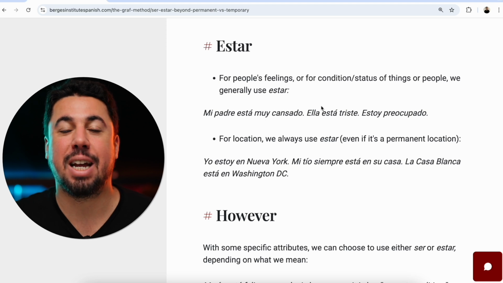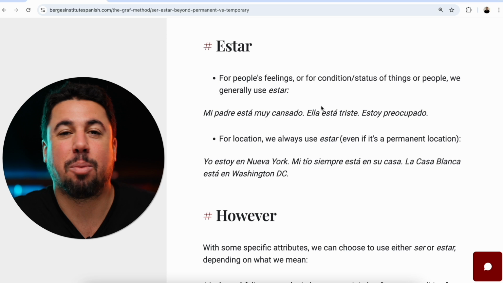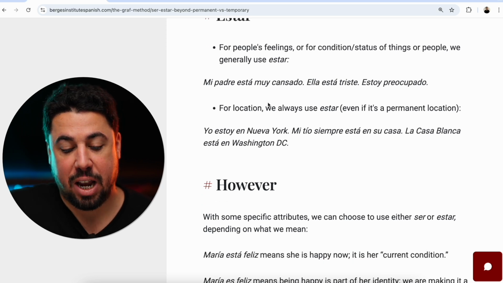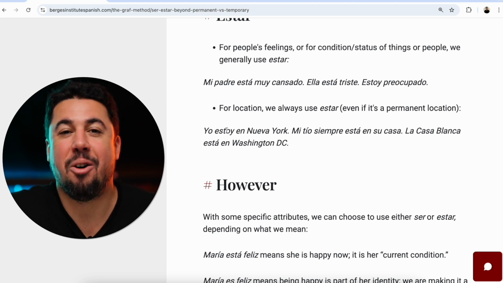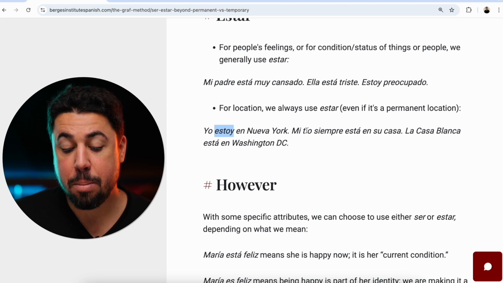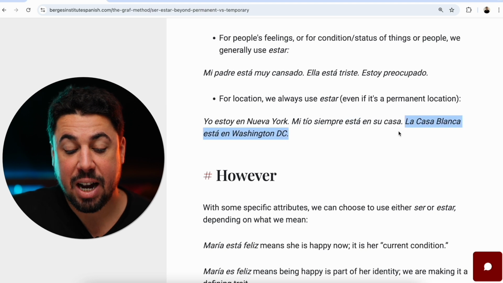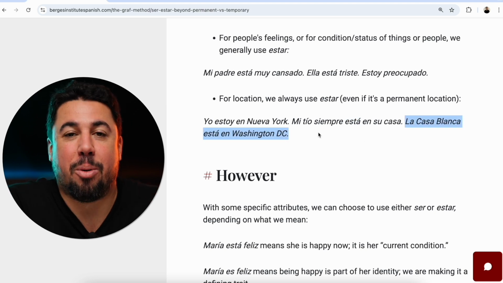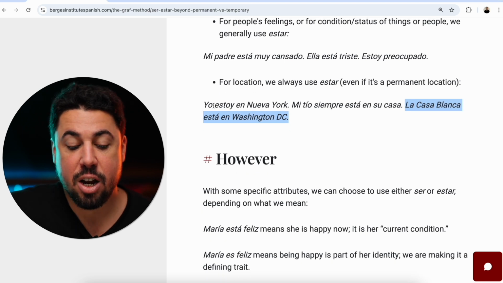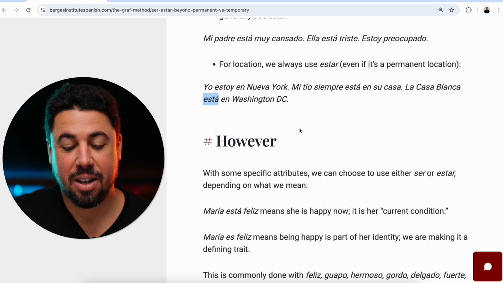And then for location, in Spanish, we always use estar. In other Romance languages, this is not always the case, but in Spanish, for location, it's just estar. So even if it's a permanent location, we can say, I am in New York right now or always, it doesn't matter. Yo estoy en Nueva York. Mi tío siempre está en su casa. My uncle is always in his house. And then the White House is in DC. That's pretty permanent. They are not moving the White House to a different state or to a different city. We still use estar. La Casa Blanca está en Washington, D.C.